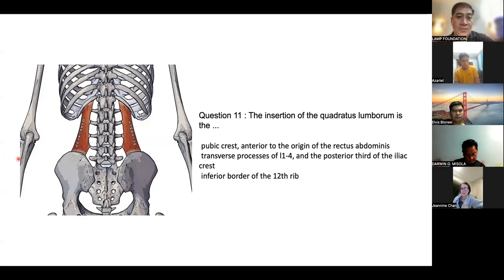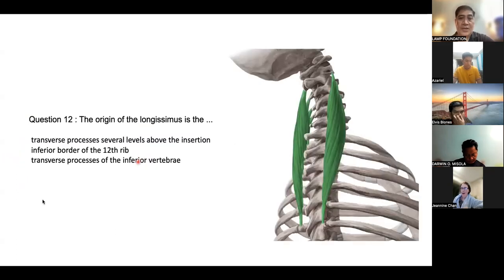Origin of the longissimus. Transverse processes of the inferior vertebrae. Very good. What is the insertion of the iliocostalis? The ribs and the cervical transverse processes. The insertion of the spinalis. Spinous processes. Okay. Ito yung insertion. Iba yung origin, di ba? The origin of the iliocostalis.